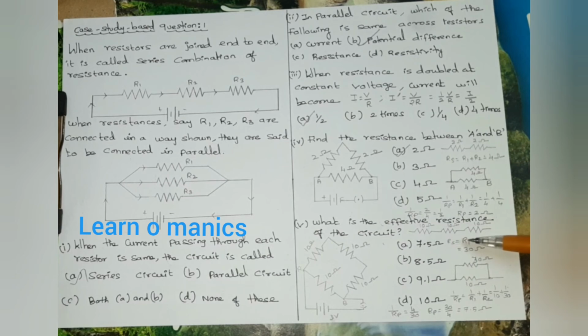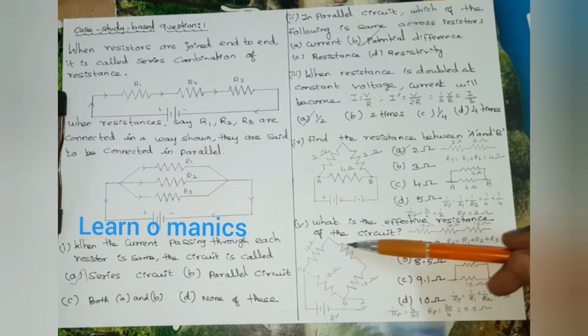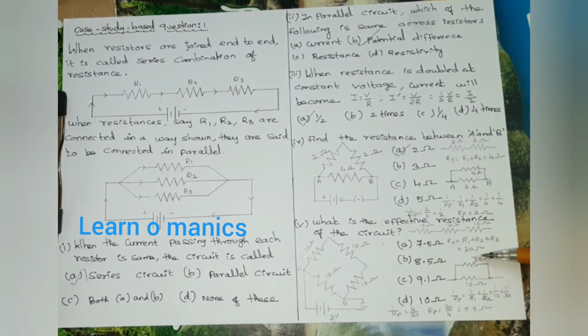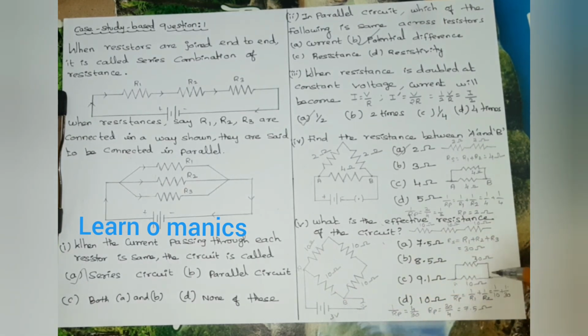As per the series resistance formula, Rs is equal to R1 plus R2 plus R3, that is 10 plus 10 plus 10, equal to 30 ohms. So instead of connecting these three resistors in series, I can connect only one resistor having the value of 30 ohms between the points A and B. Then the circuit will look like this. So this is point A and this is point B.